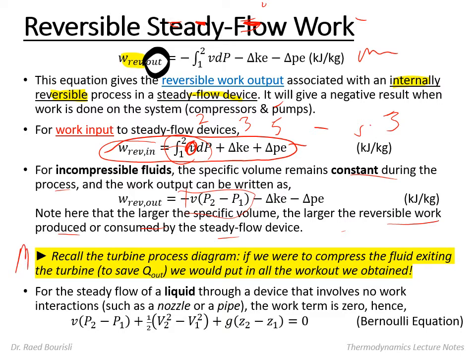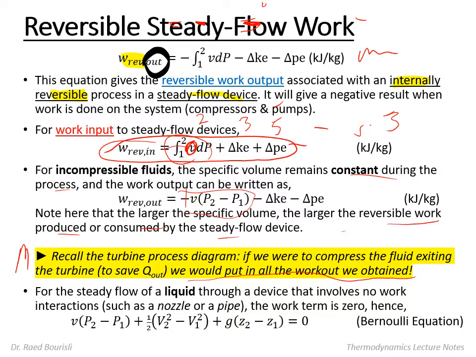So recall that turbine process diagram. What does this mean? This V increase or decrease. If we were to compress the liquid exiting the turbine without losing its heat in the condenser, we would put in all the work we obtained in the turbine in the compressor and not gain any work output. So I want to maximize the area between the compression and expansion, and this net area is the one that maximizes the work output for the cycle, as we saw in chapter 6.